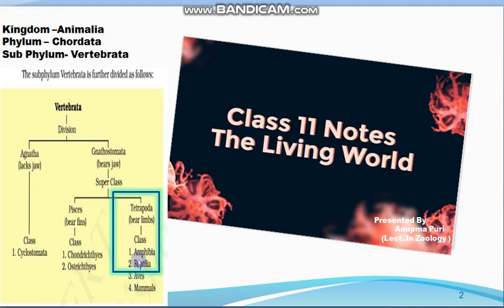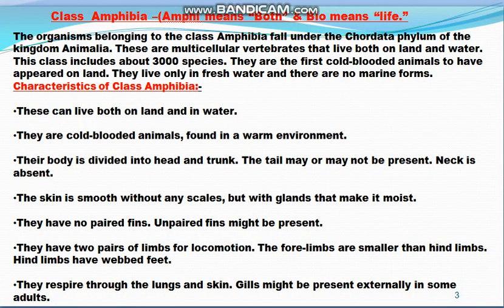In this presentation, I will discuss the first two classes, that is class Amphibia and class Reptilia. So first of all, what is class Amphibia? Amphi means both and bio means life. So in class Amphibia, those animals are included which can live both on land as well as in water. So they have life on land as well as in water, and these animals are called amphibians, and they come under the class Amphibia.